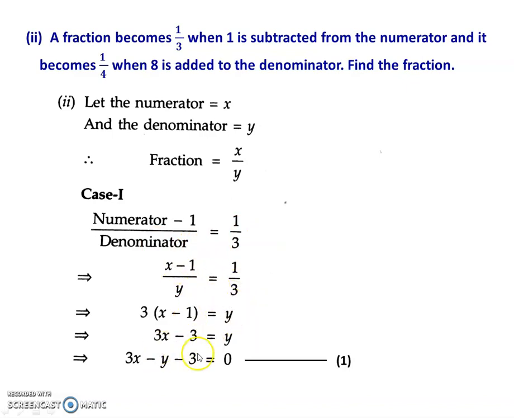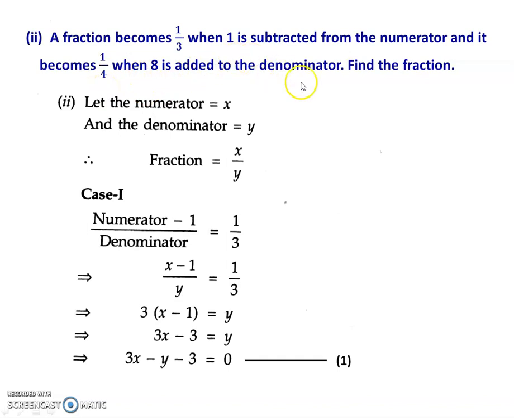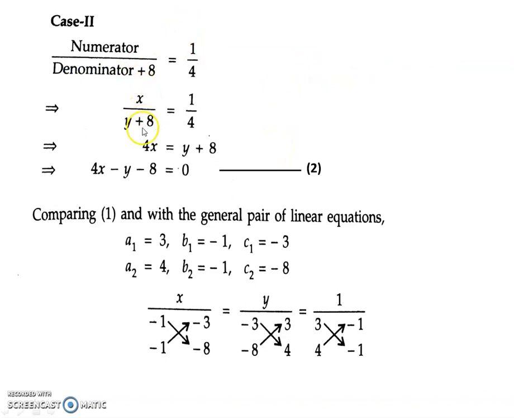Cross multiply and transpose the terms. This will be the first equation: 3x minus y minus 3 equal to 0. Case 2: numerator by denominator plus 8. That means 8 is added to the denominator, but the numerator is not changing. So x by (y plus 8) is equal to 1 by 4. Again cross multiply and transpose the terms. You will get 4x minus y minus 8 equal to 0. This is your second equation.